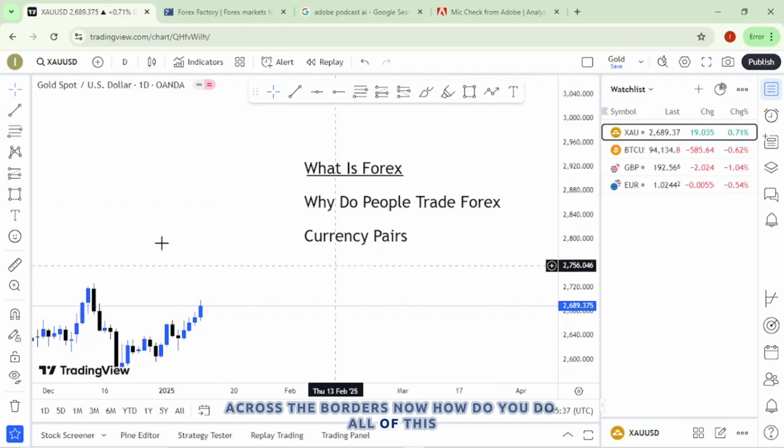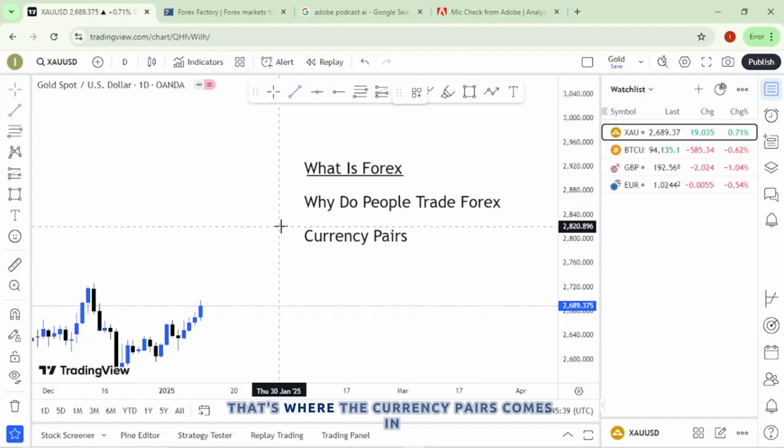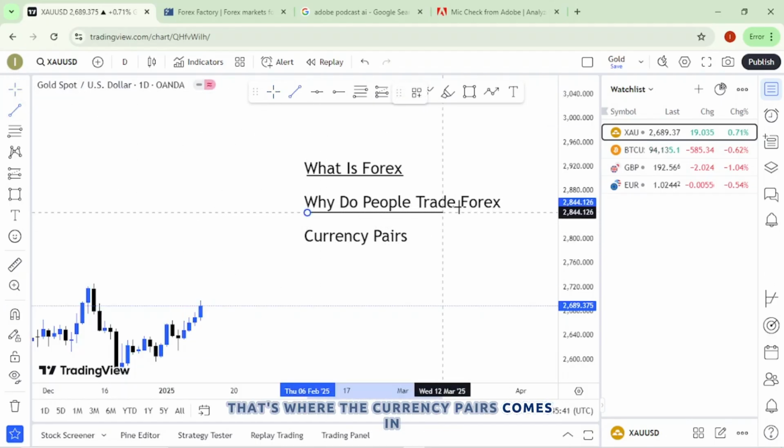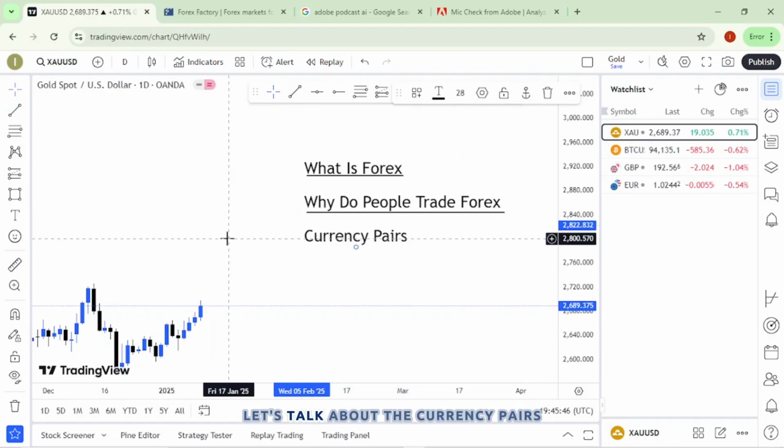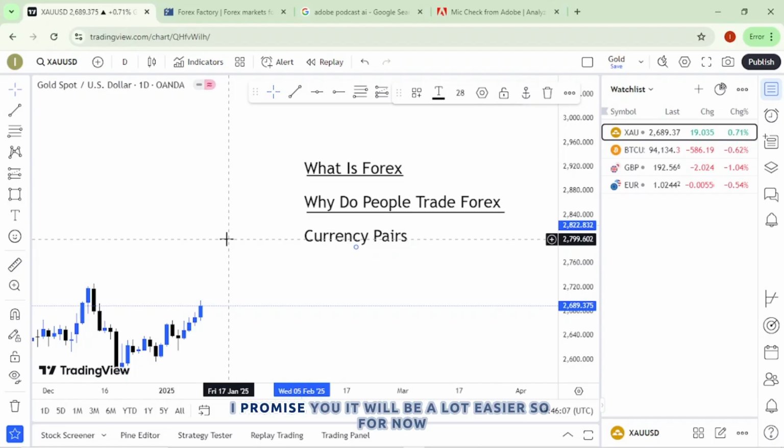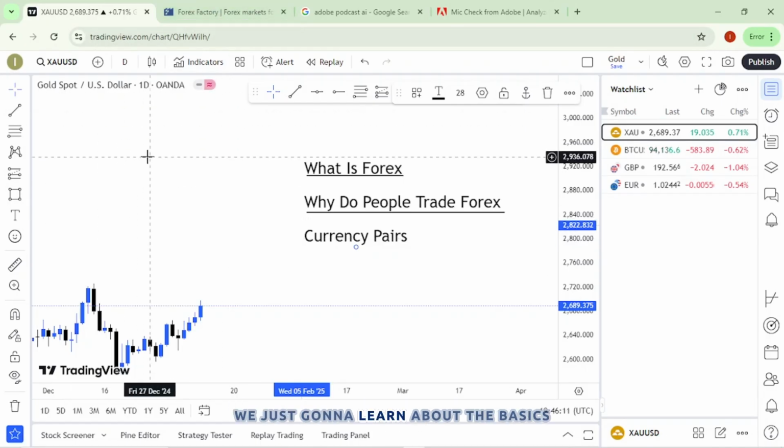Now, how do you do all of this? That's where the currency pairs come in. Let's talk about the currency pairs. In Forex, currencies are traded in pairs. A currency pair consists of two currencies, with the first currency being the base currency and the second currency being the quote currency. I know all of this sounds strange, but when we dive real deep into what we are going to cover, I promise you it will be a lot easier. So for now, we're just going to learn about the basics.